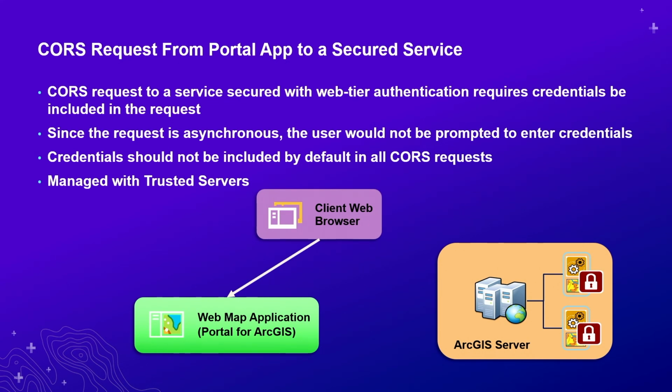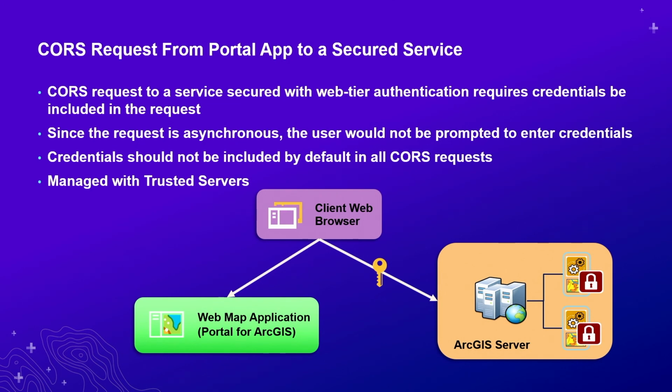So I've got a diagram here demonstrating how this would work. It is very similar to the diagram I had previously describing how CORS requests work. You've got your client browser making a request to a web map application within your Portal for ArcGIS or your ArcGIS Enterprise. That web mapping application references a secured ArcGIS Server service, secured with web tier authentication. I've indicated in this case with the little lock right there that credentials need to be sent automatically, since this is an asynchronous request and the user would never be prompted to enter those.